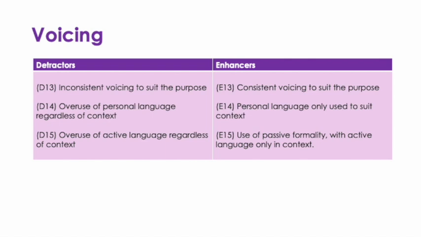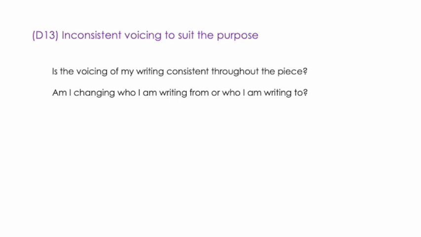In all of our videos, we've been looking at the common elements that detract from effective writing, and in this case, we'll be looking at D13, D14, and D15. D13 describes inconsistent voicing to suit the purpose, and this is the most common issue that we often see in student writing. A key question to ask yourself here is: is the voicing of my writing consistent throughout the piece? And am I changing who I'm writing from or who I'm writing to?